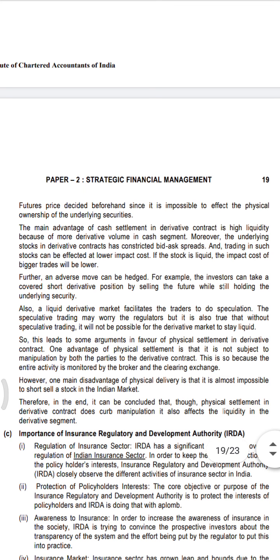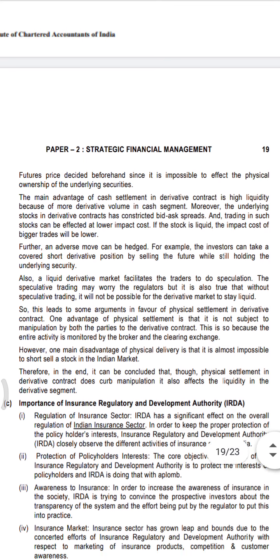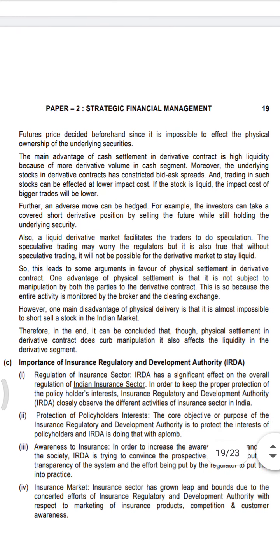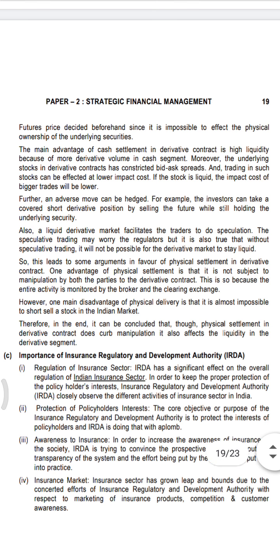The main advantage of cash settlement in derivative contracts is high liquidity because of more derivative volume in the cash segment. Moreover, the underlying stocks in derivative contracts have constricted bid-ask spreads, and trading in such stocks can be effected at a lower impact cost. If the stock is liquid, the impact cost of bigger trades will be lower. Further, an adverse move can be hedged.